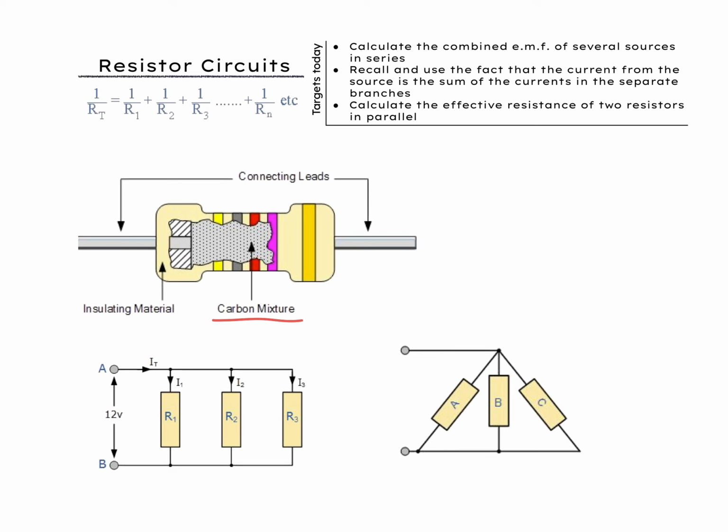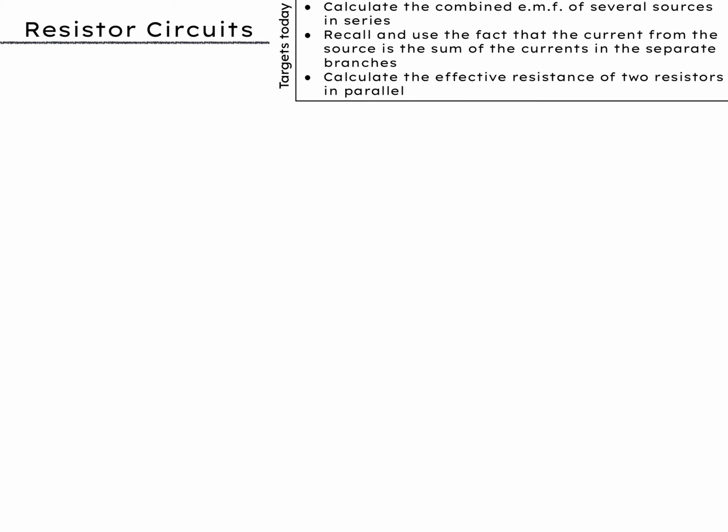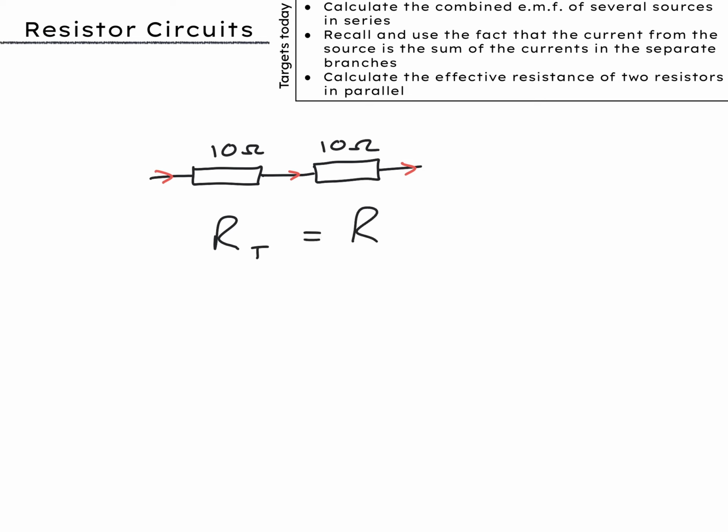Let's look at resistors in series first. Here's a 10 ohm resistor and another. Resistors have the function of reducing current. The current has to go through both resistors, so the current is reduced by both resistors. So, the total resistance, RT, is simply the sum of the two resistances.